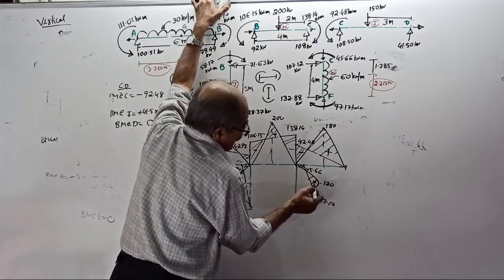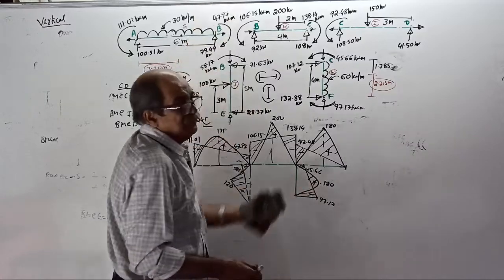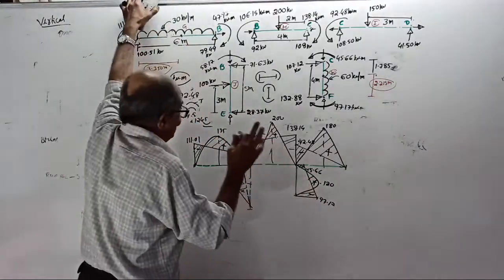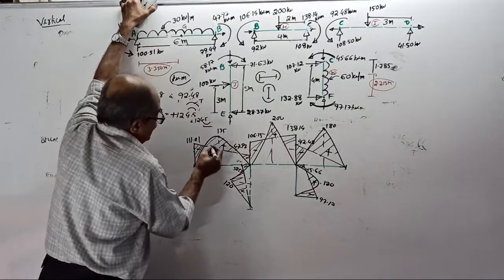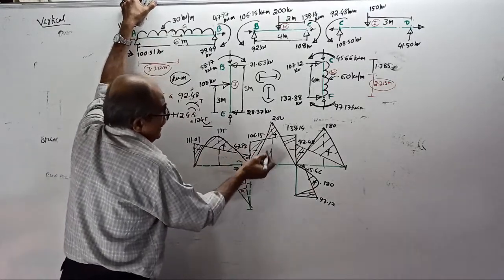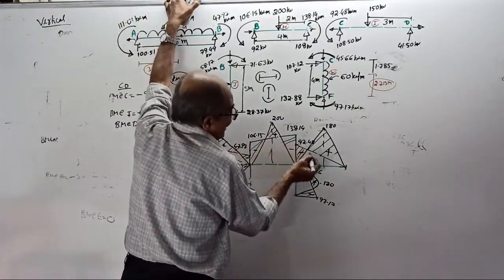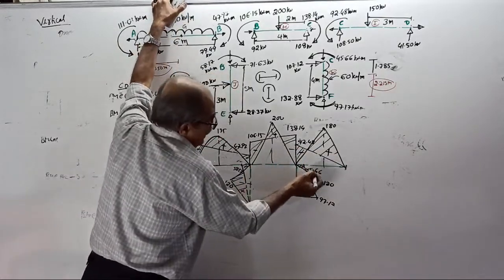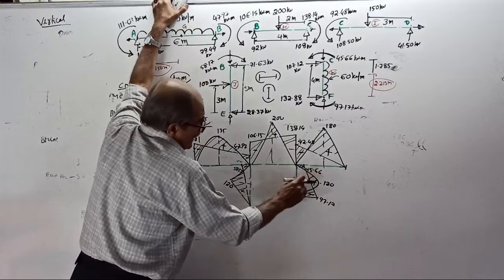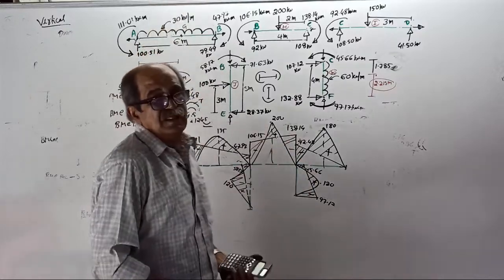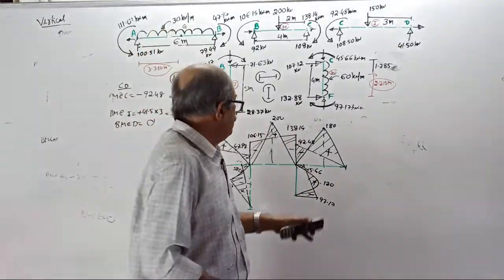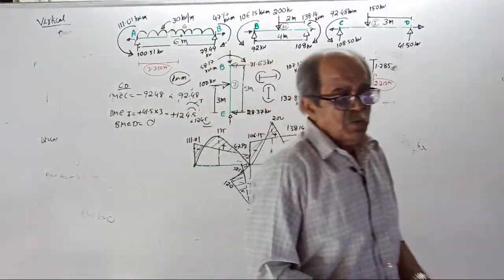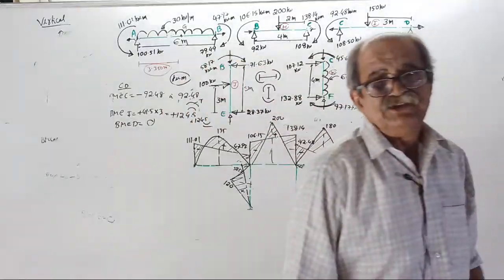Minus, plus, minus. But now if I draw the elastic curve: hogging, sagging, hogging, and so on. Now, this will not give you the correct bending moment where shear is 0; the maximum will not come.